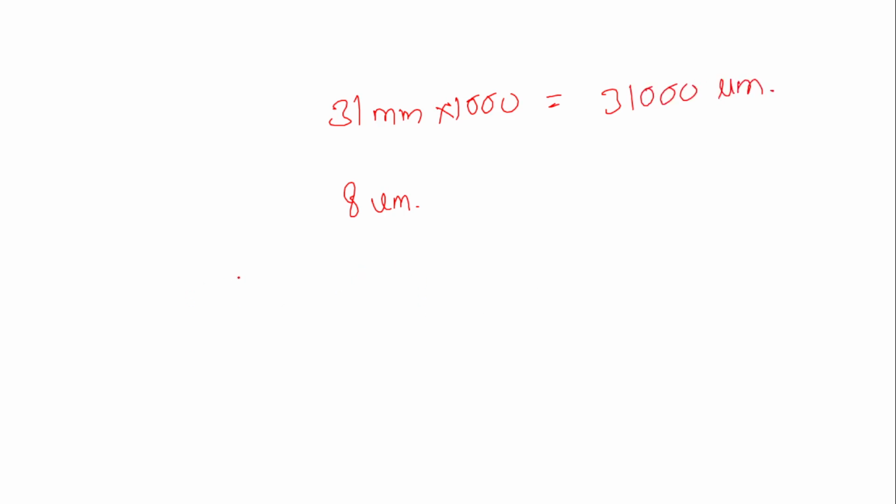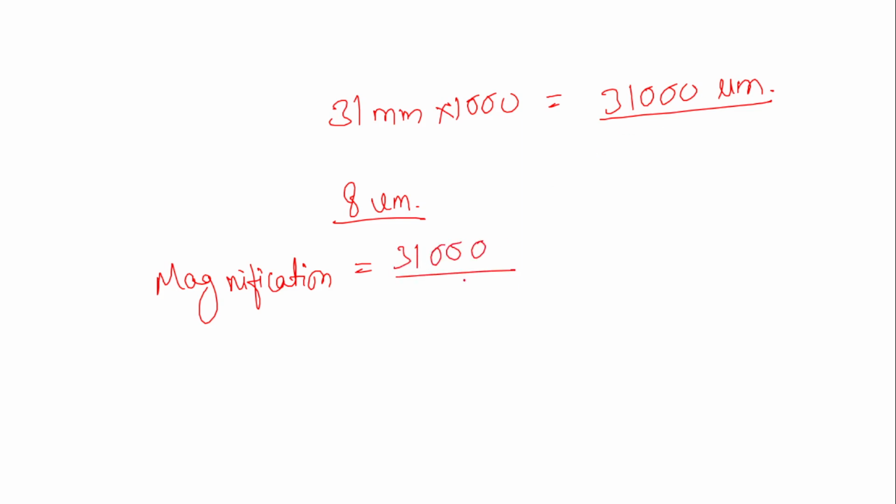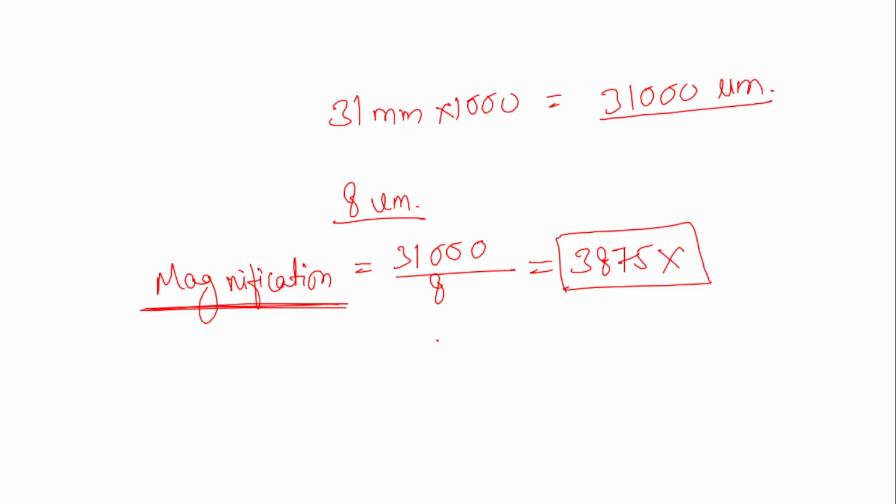So now I'll put the formula. So this is the size of the image and this is the actual size of the specimen. So magnification is equal to the size of the image, which is 31,000 micrometer, upon actual size of the specimen, that is 8 micrometer. So if we solve it, you will find the answer, which will be somewhere around 3900 or 3800. So 3875x is the magnification. So this will be the magnification power of this particular microscope in this particular case.